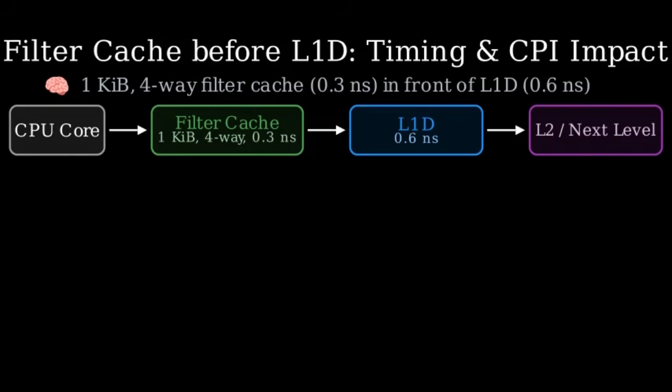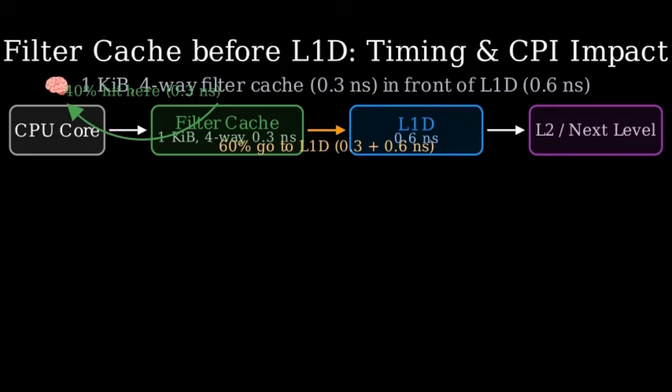Consider all the accesses that would have been hits in the level 1 data cache. Of those, 40% will now be satisfied immediately by the filter cache, and the remaining 60% will miss in the filter and still be hits in L1D. Graphically, we show a green fast return path for 40% and an orange path that continues into L1D for 60%.